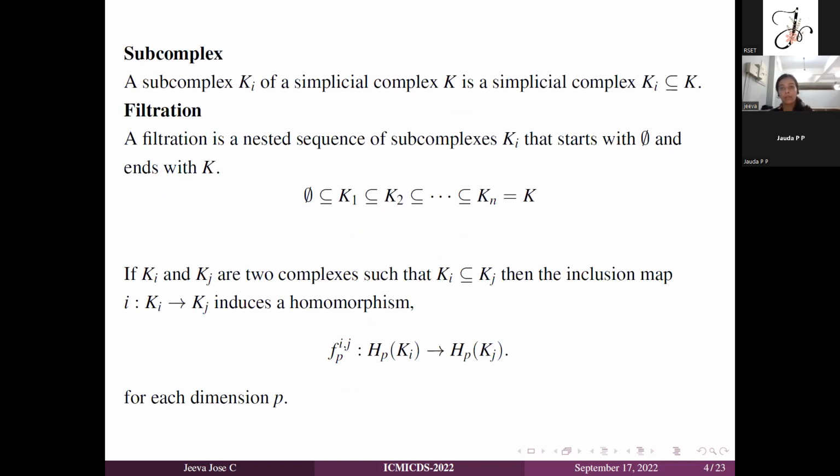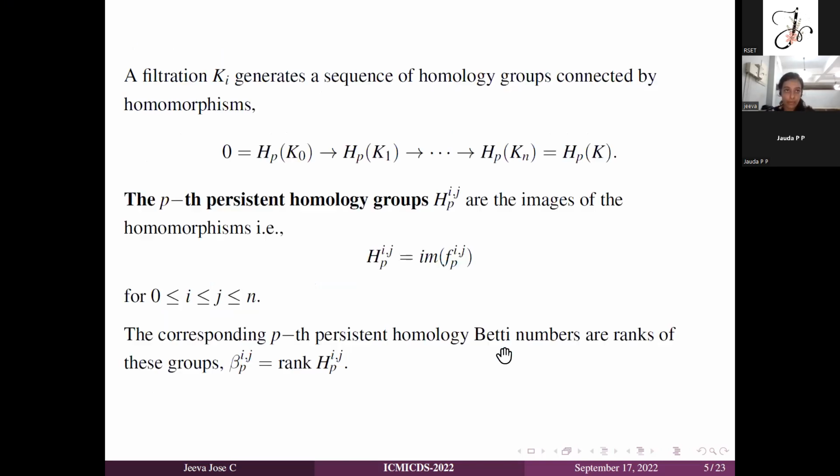A subcomplex means a complex that is present inside another complex. In the data analysis process, as the parameter changes, we get a nested sequence of subcomplexes like this. If Ki is a subset of Kj, then we have an inclusion map i from Ki to Kj. This inclusion map induces a homomorphism f_p^{i,j} from the pth homology group of Ki to that of Kj. If we have such homology groups and homomorphisms between them, we can define the pth persistent homology group, which is the image of f_p^{i,j}. The rank of this pth persistent homology group is called the pth persistent Betti number.